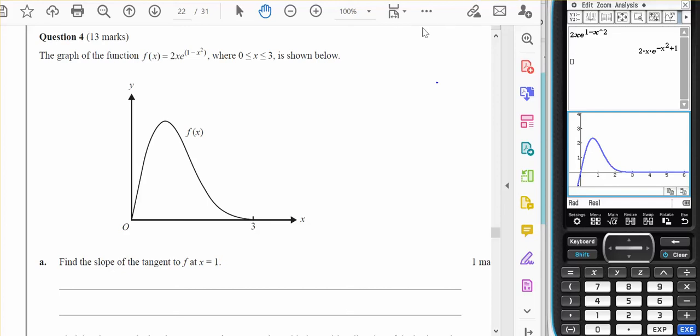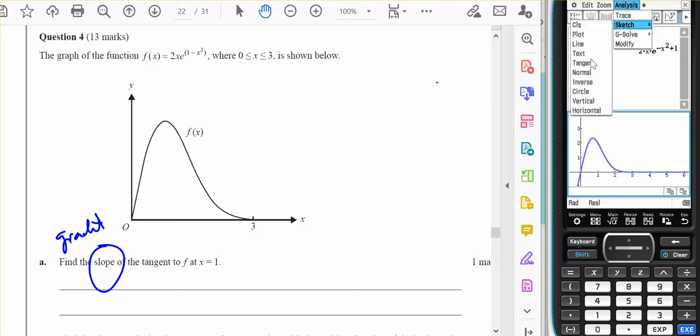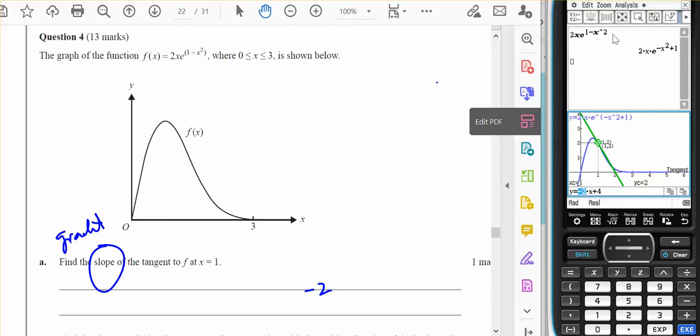Okay, this is question number 4. Here is the curve. I've got it here on my calculator. Find the slope, that is the gradient, of the tangent to x at x equals 1. Okay, so I can do analysis, sketch, tangent at 1. When I press XE, I get the equation, and the equation is minus 2x plus 4. Therefore, the slope is equal to negative 2.